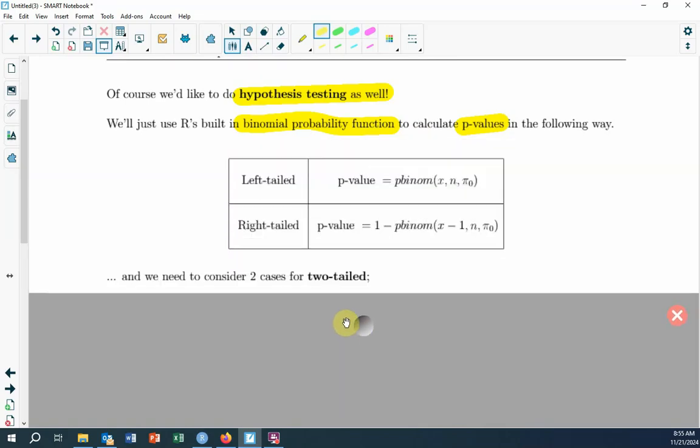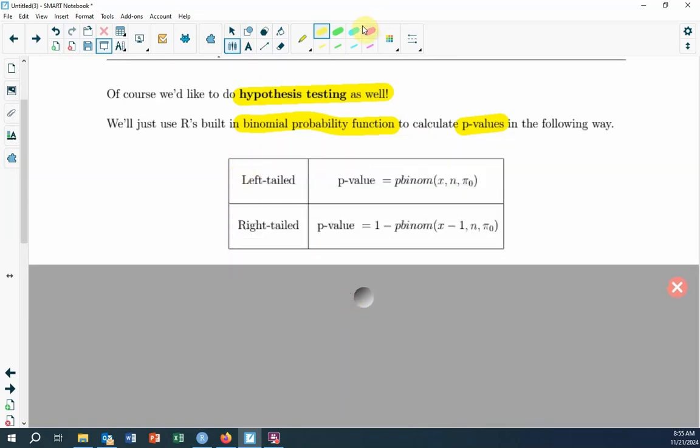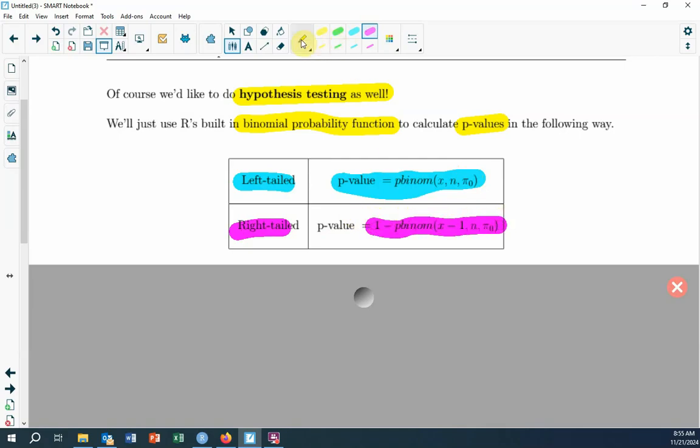So if I am using R, it's as simple as this. For a left-tailed test, I just straight up use the binomial probability function built in with x, the sample size, and the hypothesized proportion. If it's right-tailed, I need to do 1 minus the pbinom function, and because this is discrete, pay attention to what we put in for the x. Remember, we have to go down 1, x minus 1, then the sample size and the hypothesized proportion.